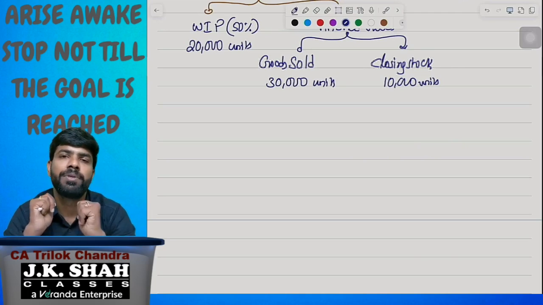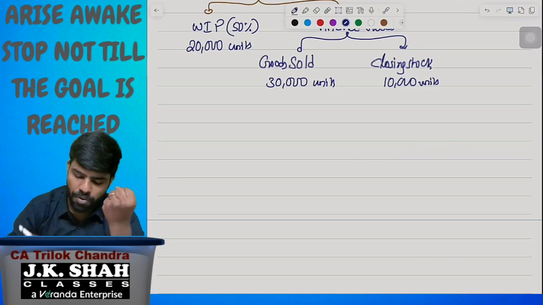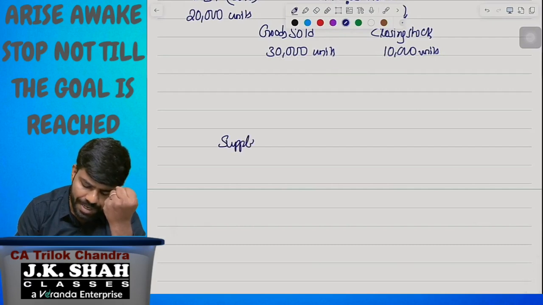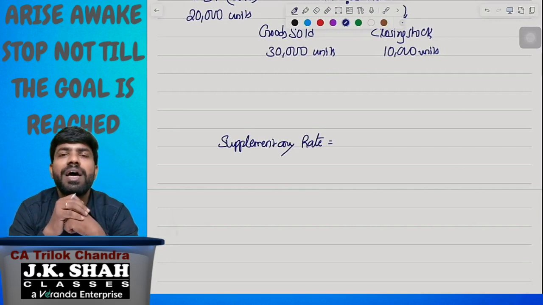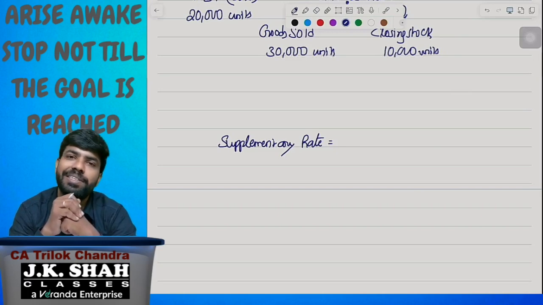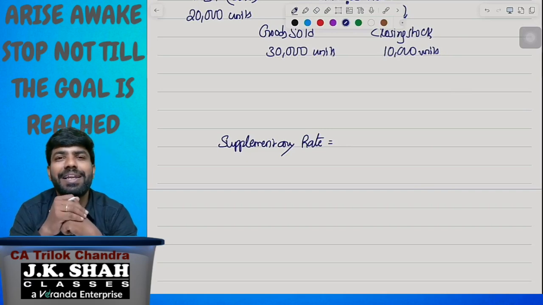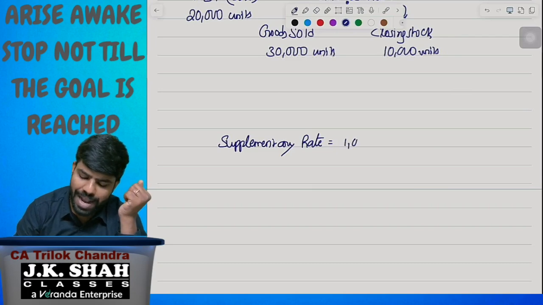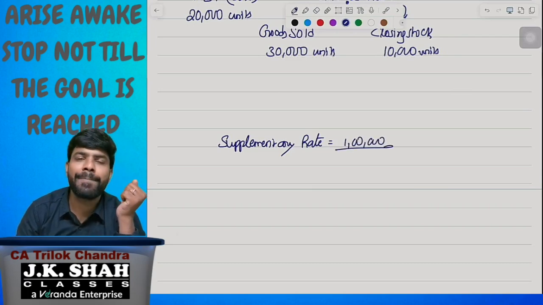Based on the example, I took units as the base to apportion the cost. Now I am going to call it the supplementary rate. Listen. Why is it called supplementary rate? Because the management has failed to account the correct cost. When someone fails, they write a supplementary exam. So they gave the name supplementary rate, which rectifies the error. Supplementary rate equals 1 lakh, whichever cost is to be accounted, divided by number of units.